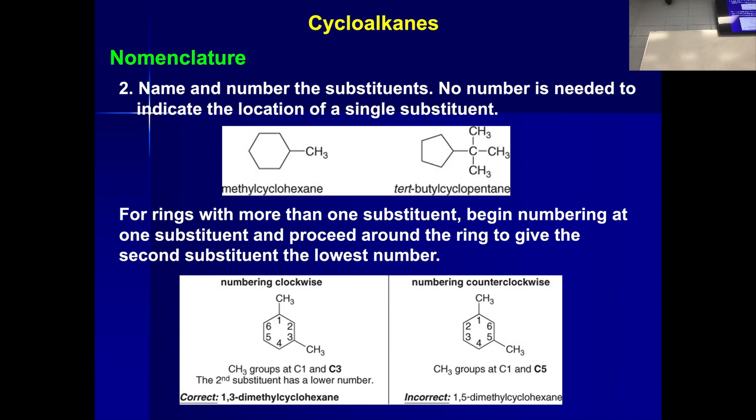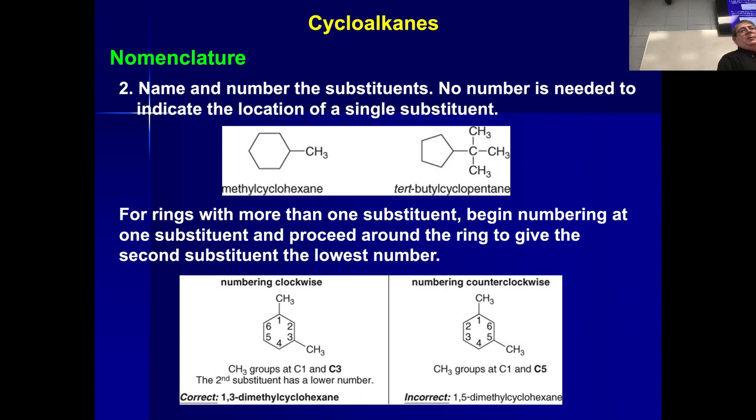Okay, but we could also start numbering here, right? So we could start maybe numbering here and figuring out. So we could go 1, 2, 3, 4, 5, 6. We want the lowest possible number. So which one do you think is going to work? Think the last one's going to work? So that would give us 2-ethyl, 1,4,4-trimethyl cyclohexane.